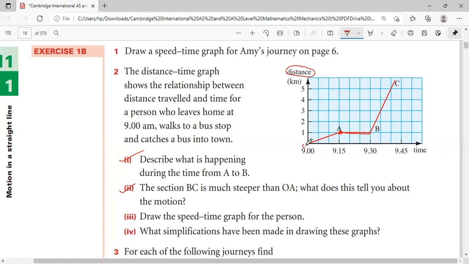OA line is this, and BC line is this. Yes, what do you say about the BC line? So the motion of the bus was faster than OA. Yes, BC shows that the speed is much faster than OA. Right? Right, sir.